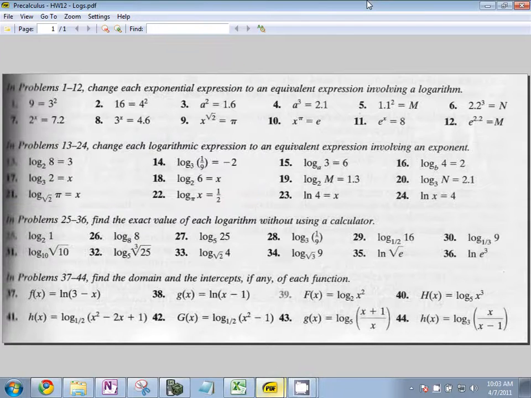We're all set on 1 through 12. Okay, what about 13 through 24? Any on 13 through 24 cause you problems? Only 23 and 24. So what would you do on those?